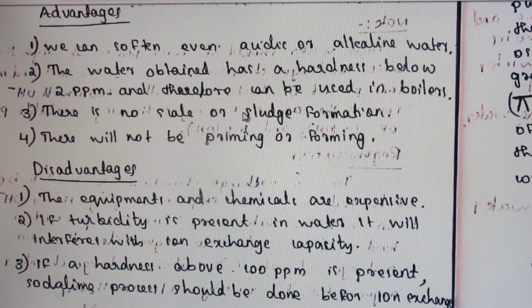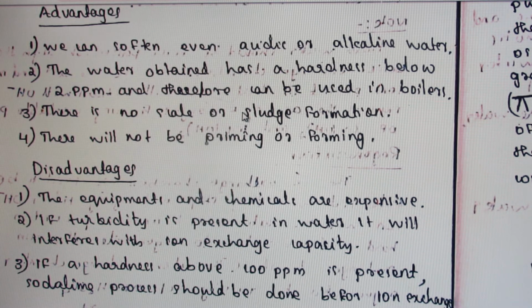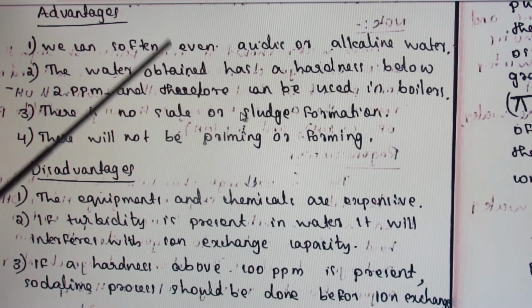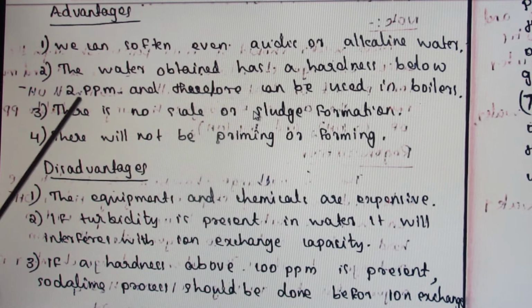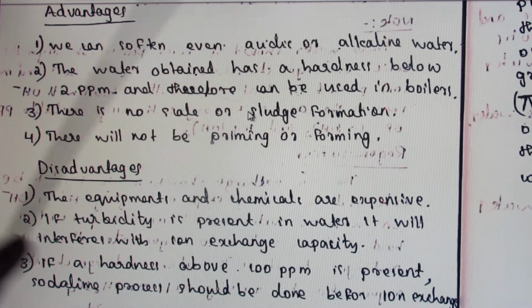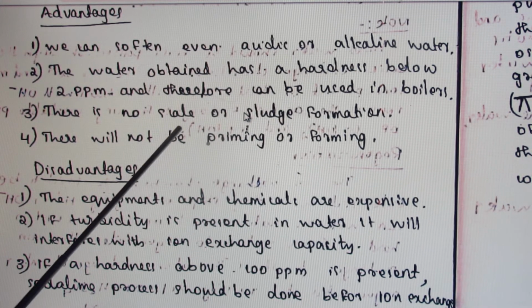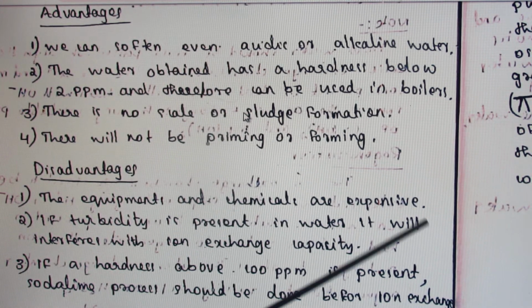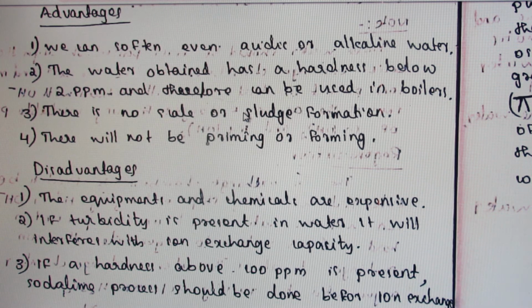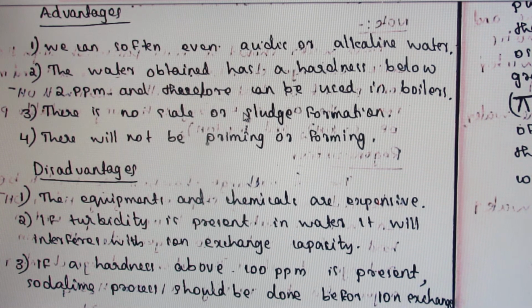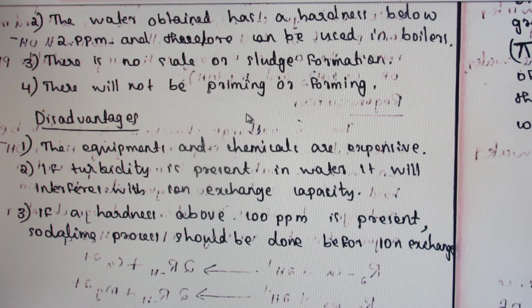So let us consider the advantages of the ion exchange process. We can treat even acidic or alkaline water. The water obtained has a hardness below 2 ppm, therefore it can be used in boilers, and there is no scale or sludge formation. There is no waste material because the anion and cation units are regenerated, so they can be reused. At the same time, H+ from the cation exchange unit and OH- from the anion exchange unit combine to form water molecules.